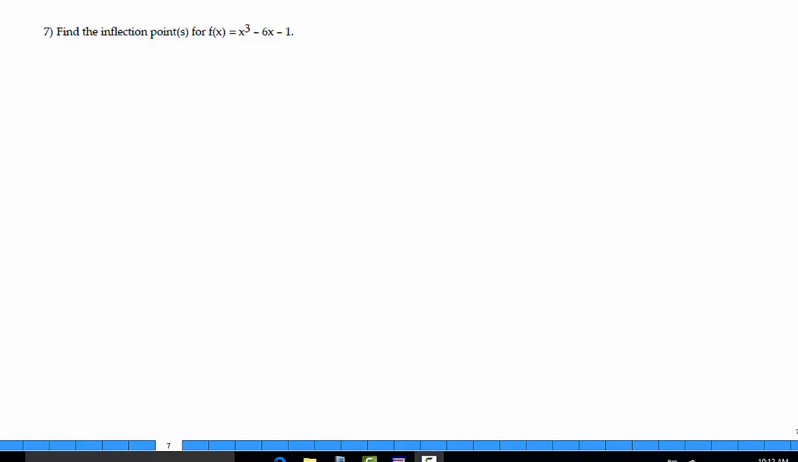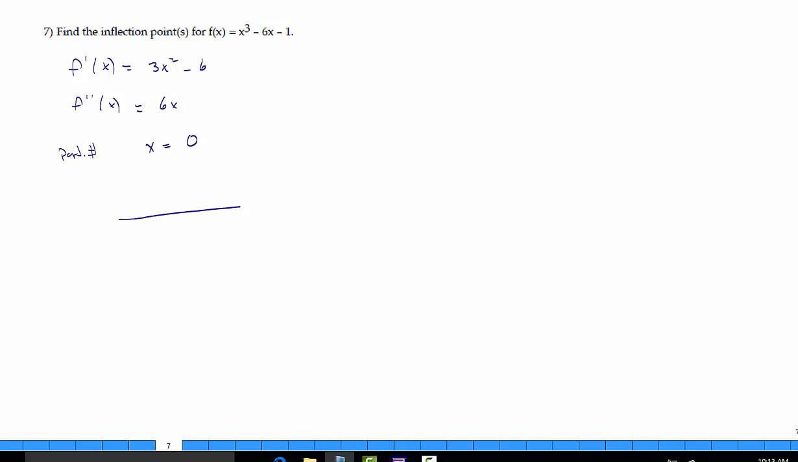Find the inflection points for f of x. Okay, so like the previous example we talked about, for inflection points, I need to do a plus and minus chart on my second derivative. So I have f prime of x is equal to 3x squared minus 6. And now taking the derivative of this function, we get 6x plus a 0. Okay, so f double prime of x equals 6x. That means I have one partition number, and that's going to be at x equals 0.